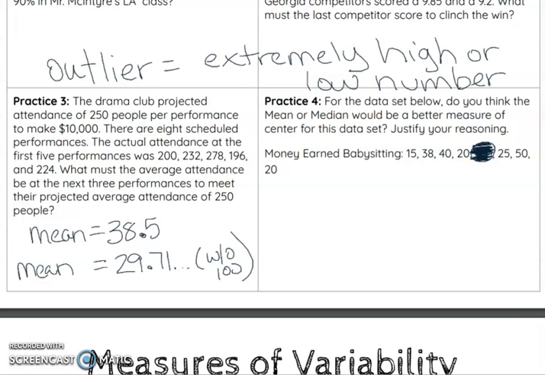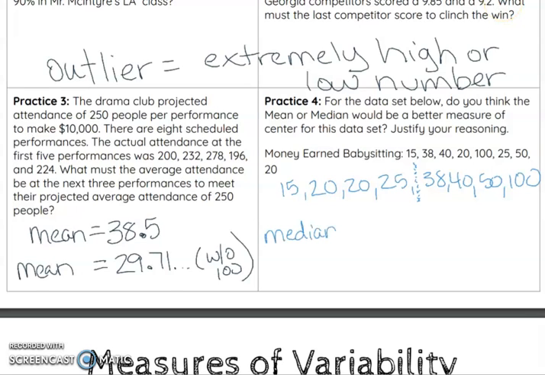So let's see if the median is as affected as much. So I would need to put them in order. I am going to include 100 the first time. Okay, so the middle would be right here between 25 and 38. So I'm going to add 25 plus 38, divide it by 2, which gives me a median of 31.5.